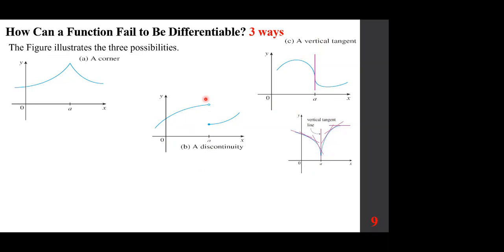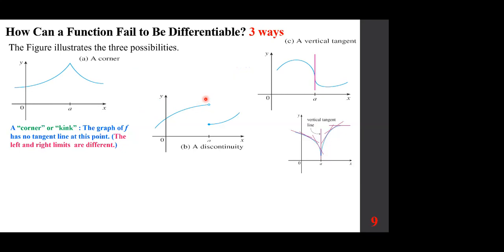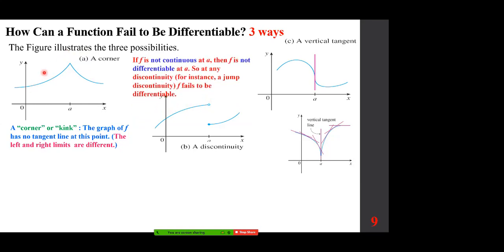So the very first thing is a corner, also known as a kink. The graph of f has no tangent line at this point. The left and right limits are different, class. In other words, this is a sharp corner. How do you draw a tangent line? Which way? That's hard to tell. If f is not continuous at a, then f is not differentiable at a. So at any discontinuity, we fail to have a differentiable function.